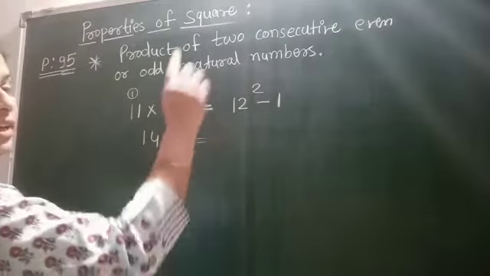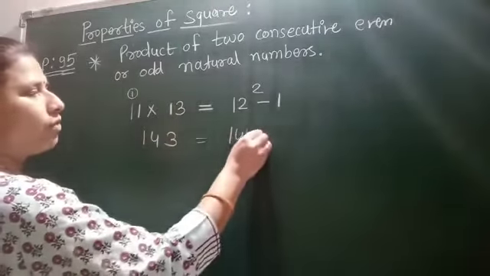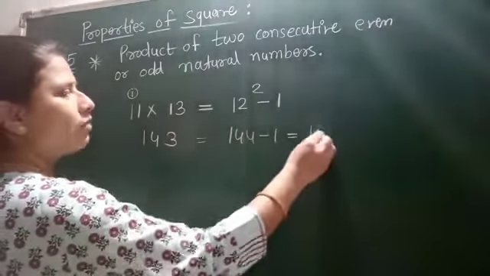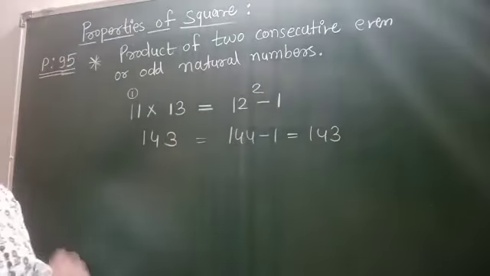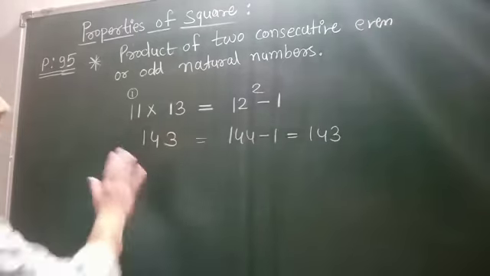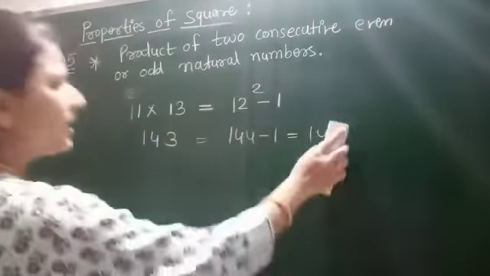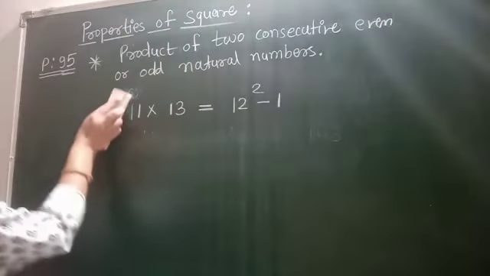Let's simplify the right hand side also. 12 square, as we know, is 144. 144 minus 1, what will we get? 143. As you can see here, student, the left hand side is equal to the right hand side. It means this formula is working. So we can apply this formula for larger numbers also.